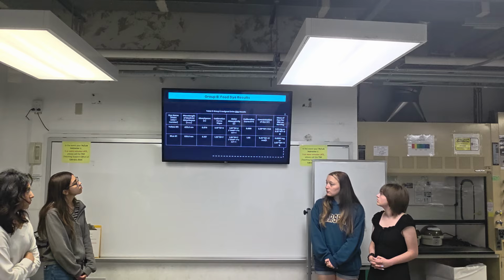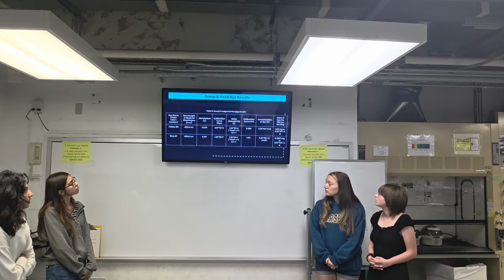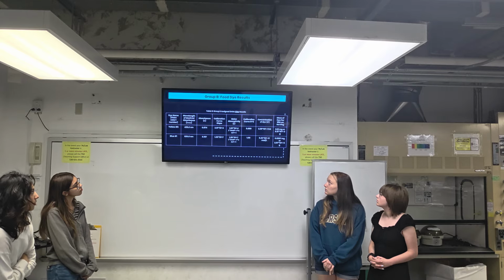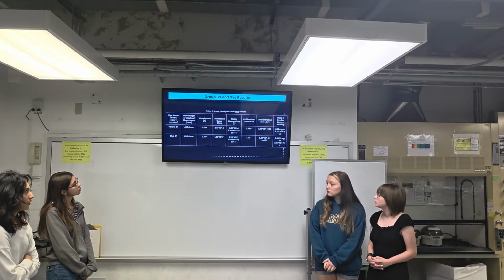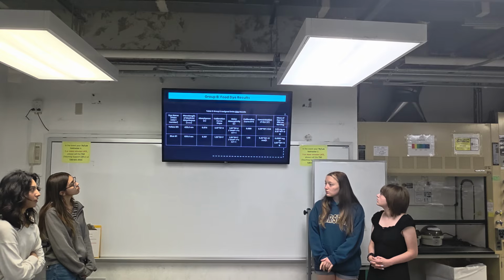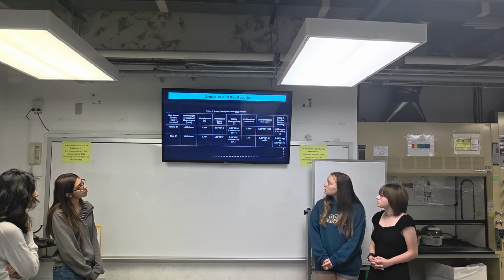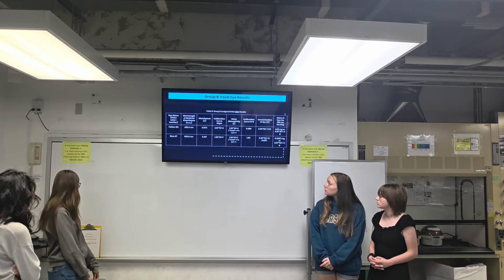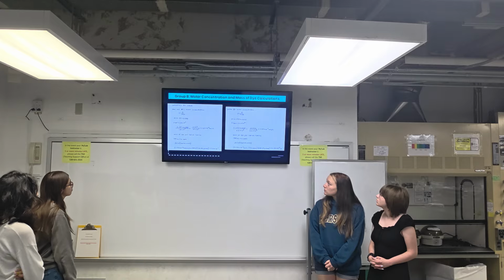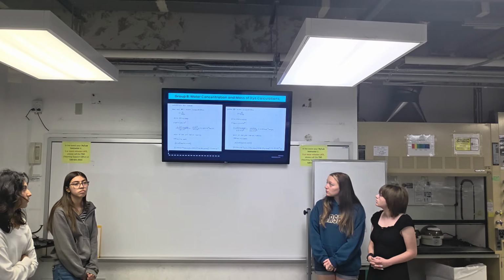For our molar absorptivity, we got 2.61 times 10 to the power 4, and then for the mass of dye per 500 milliliters, we got 6.12 milliliters. And this is the math as to how we got those values.